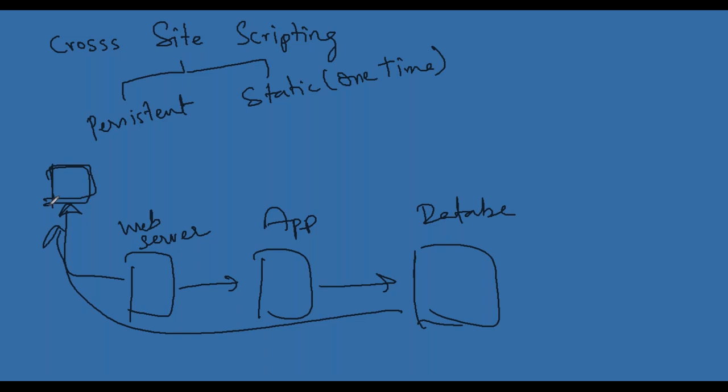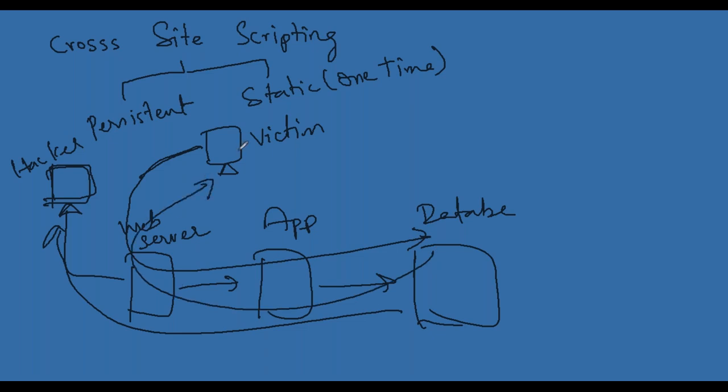I run a script on my web server and fetch some critical data. Now, instead of this, let's consider another victim. This is a hacker. He will try to inject a specific script onto the database. So next time, whenever a new user tries to access this application, this script is injected in the response to the victim's machine, and the malicious code runs on the client system and could send critical data corresponding to this user to the hacker.